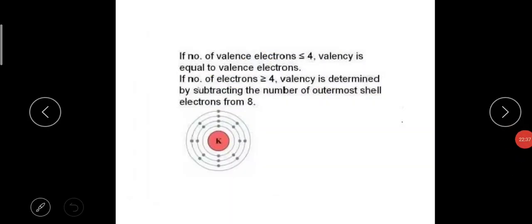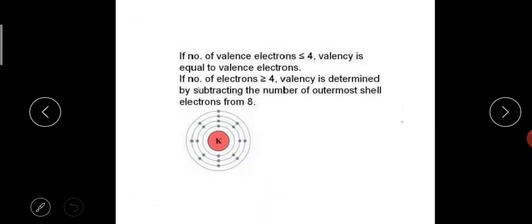If it is greater than or equal to 4, like carbon, you have to subtract from 8. If you take nitrogen, the atomic number is 7. In the first shell you put 2 electrons, in the next shell you put 5. 5 is greater than 4. So how will you find the valency? 8 minus 5, which is 3. So the valency is 3.